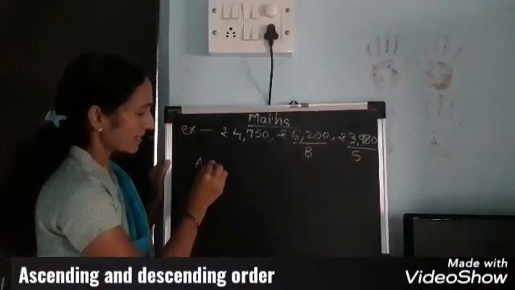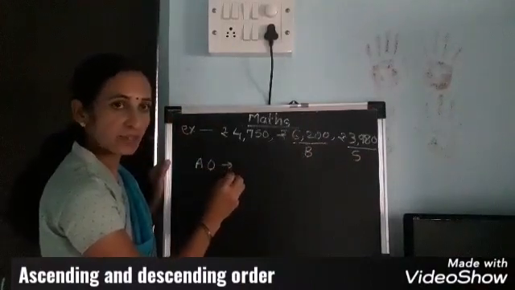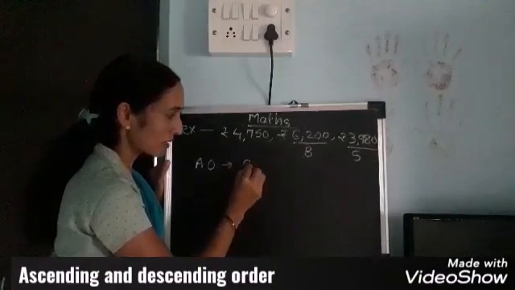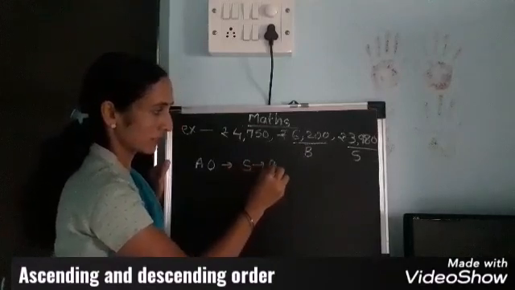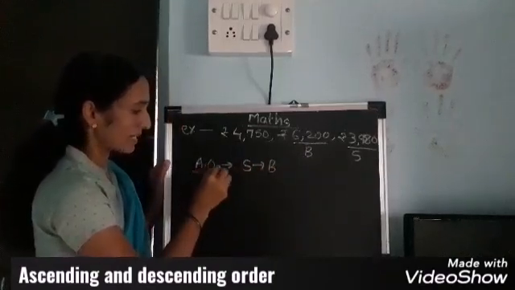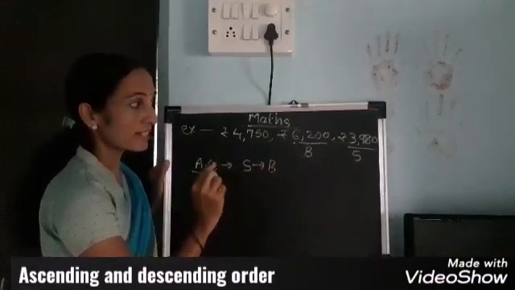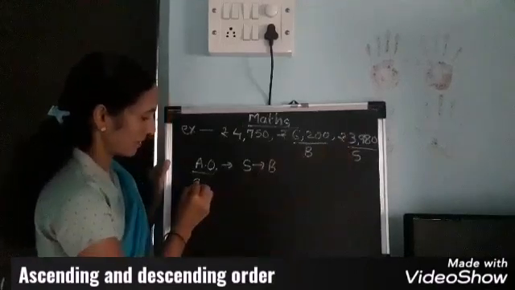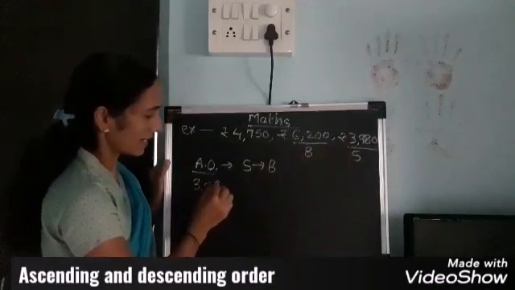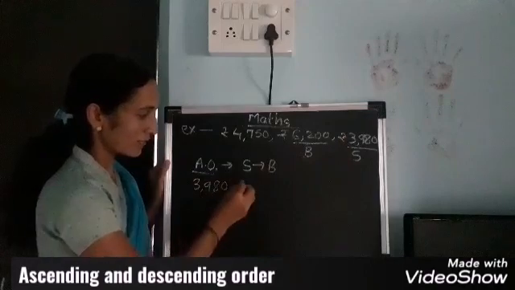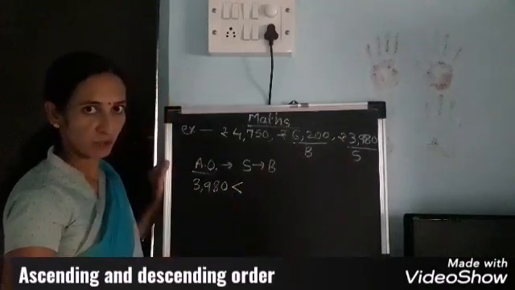Now what is meant by ascending order? Ascending order means arrange these prices from smaller to bigger. Smaller to bigger. So which is the smaller number here? This one, 3980. It is the smaller number, so I have to use this symbol.